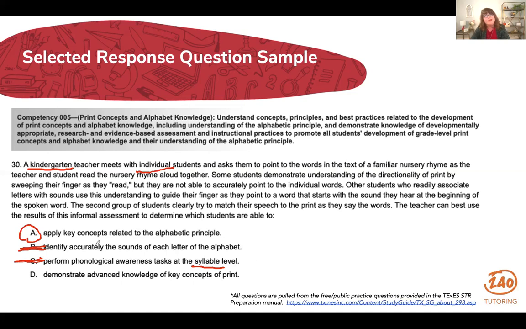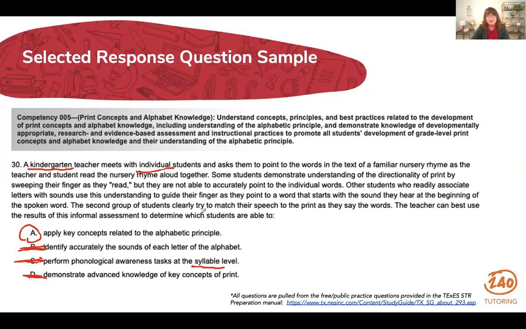Then the concept of print directionality is what D is talking about here, and it is described in the scenario. So we have those few students who could accurately demonstrate directionality, but it is used as a comparison to what the students who are not applying the alphabetic principle can do. What is really being assessed here is whether or not students can apply their knowledge of letters and sounds to identify words. So answer choice D is tempting because it talks about that tracking element, that directionality, but it is not the best picture of this informal assessment.